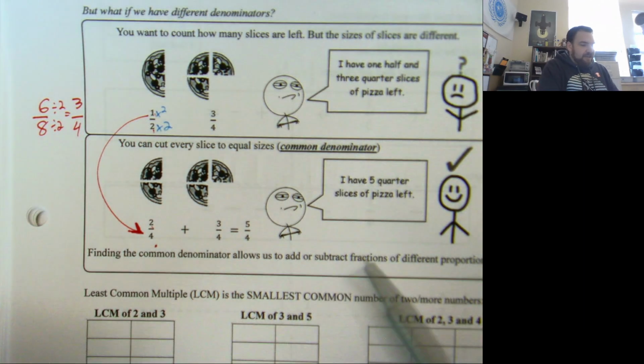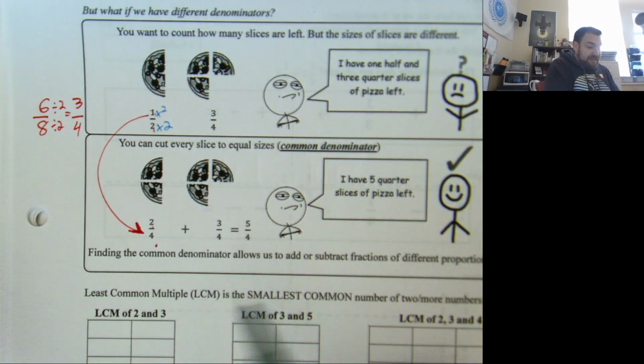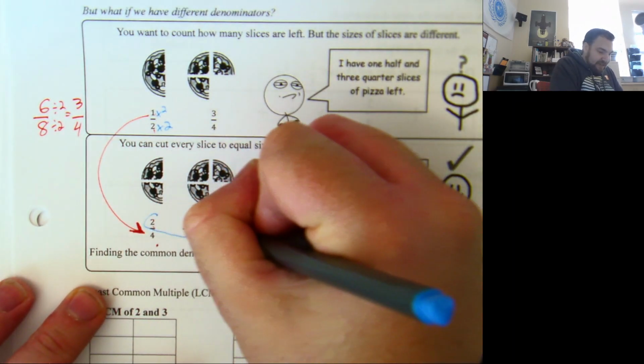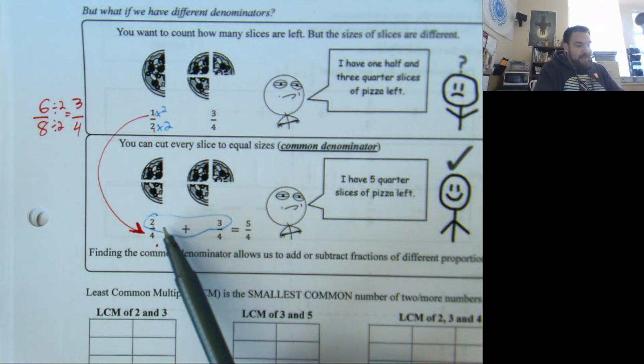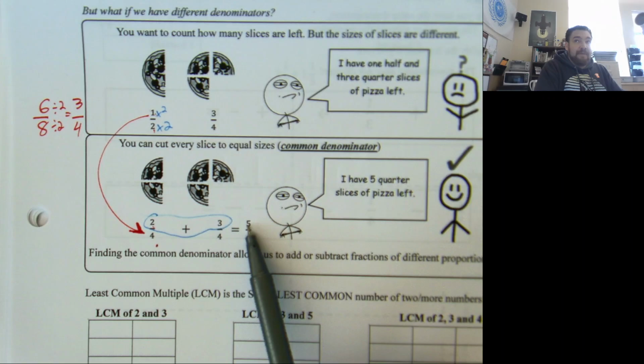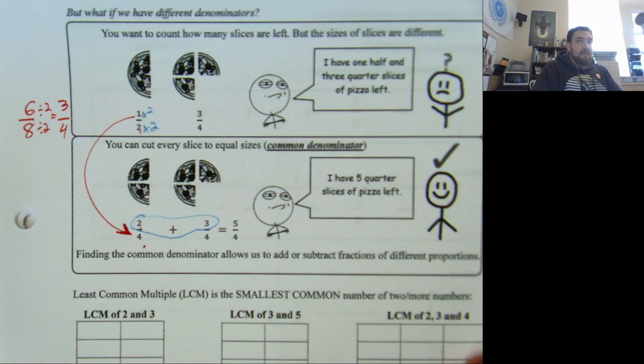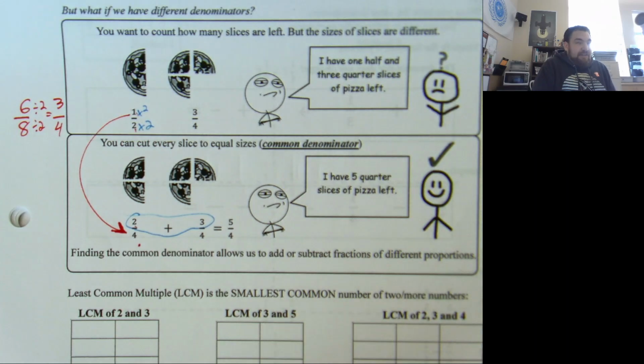And now we're able to add those. We can count them up 1, 2, 3, 4, 5, or we can say, well, my denominator is the same here. So now I'm just going to add across the top, and I've got 5/4. This is all adding and subtracting fractions is. It gets more interesting when we start to bring in mixed numbers and improper fractions, but this is all it is.